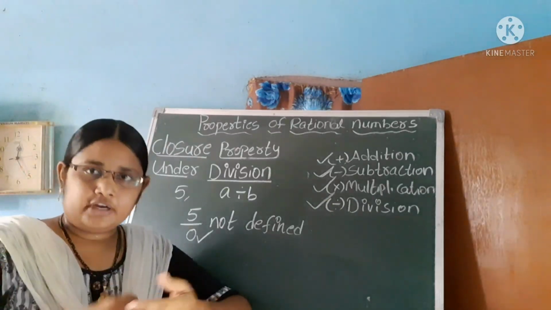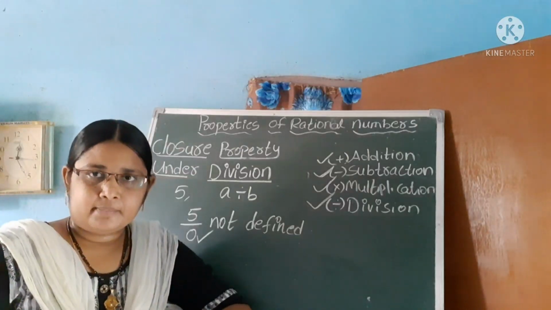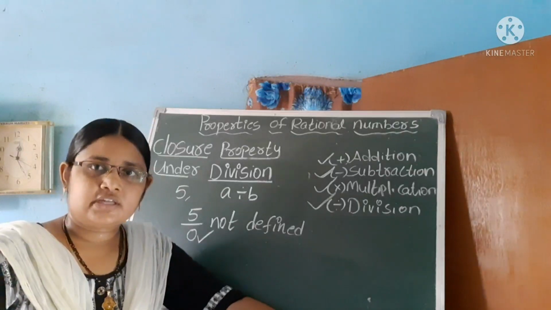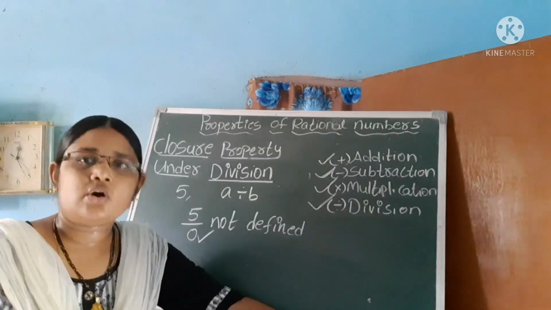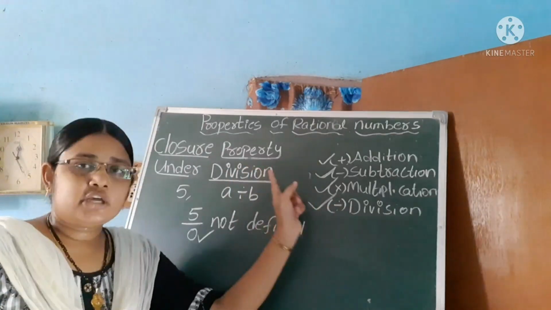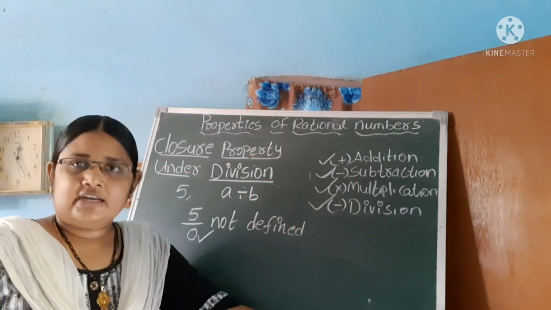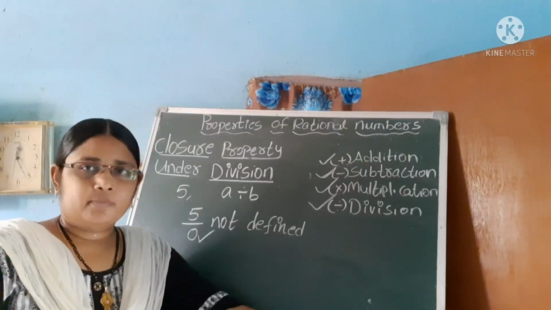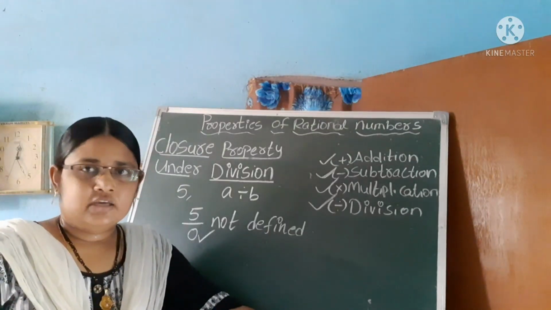So, if we take any two rational numbers and we apply these four binary operations, if the result is also a rational number, in that situation, the closure property is satisfied. If the result is not a rational number, then the closure property is not satisfied. Is it clear?